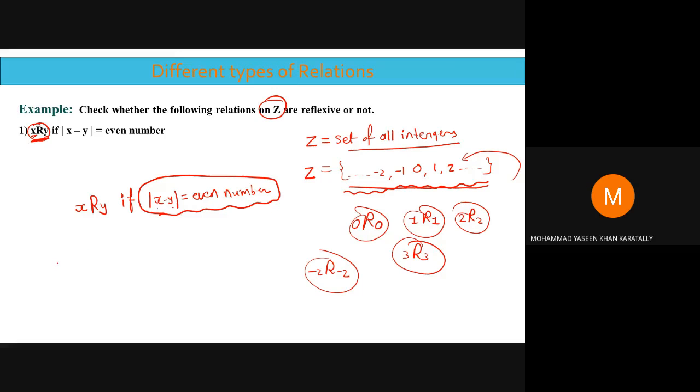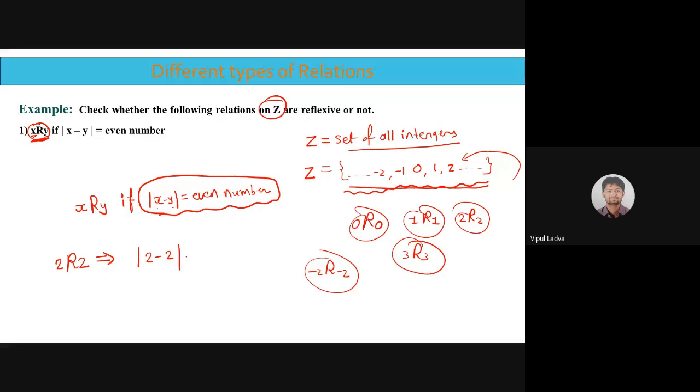Sir, if we are checking whether this relation is reflexive or not, then I need to check whether 2 is in relation with 2. Yes. If 2 is in relation with 2, then we are good. Then we will check for any other number. So 2 R 2: as per the definition, 2 R 2 if the absolute value of 2 minus 2 is an even number.